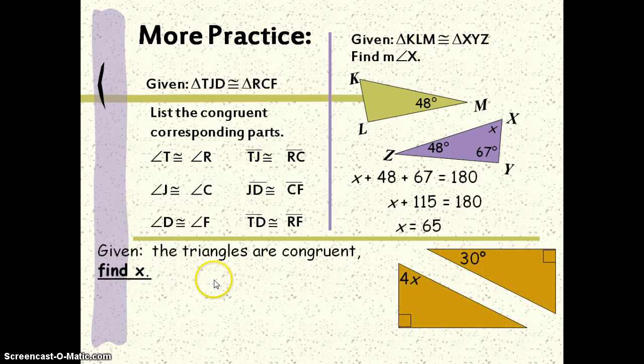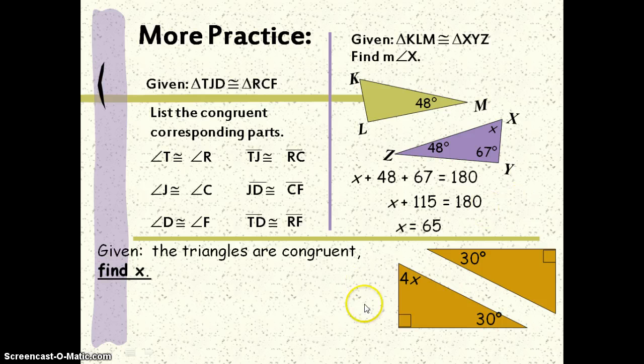Given the triangles are congruent, find X. So I know that we have two right angles, and if I was to take this triangle and flip it around, I would see that this 30 matches to down here. So that doesn't help me find what X is. But I know if this is 90 degrees and this is 30 degrees, what does this one have to be? 60 degrees. The same thing over here. If this is 30 and this is 90, this one has to be 60. So I'm going to use that to find what the angle is.